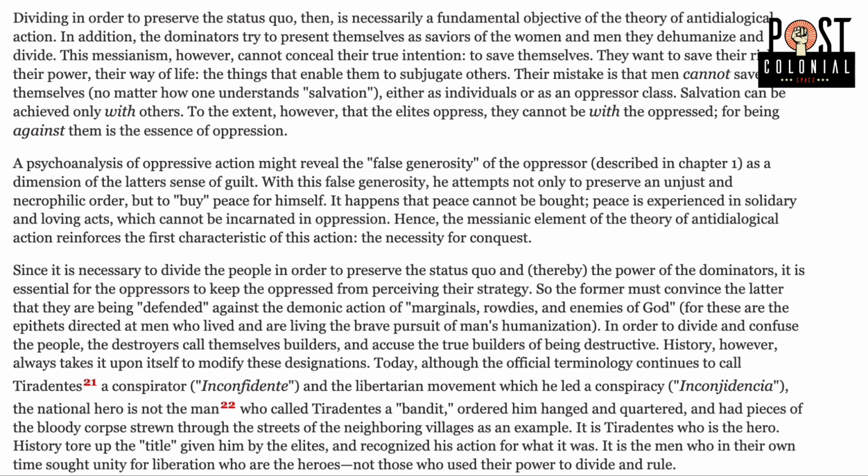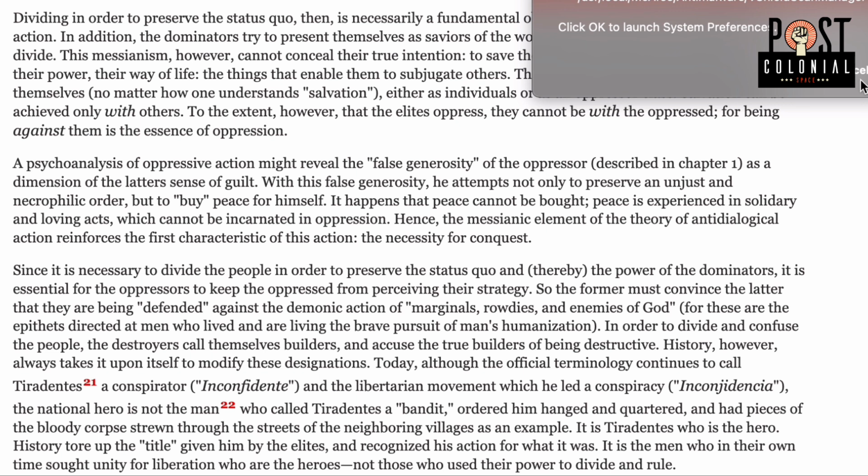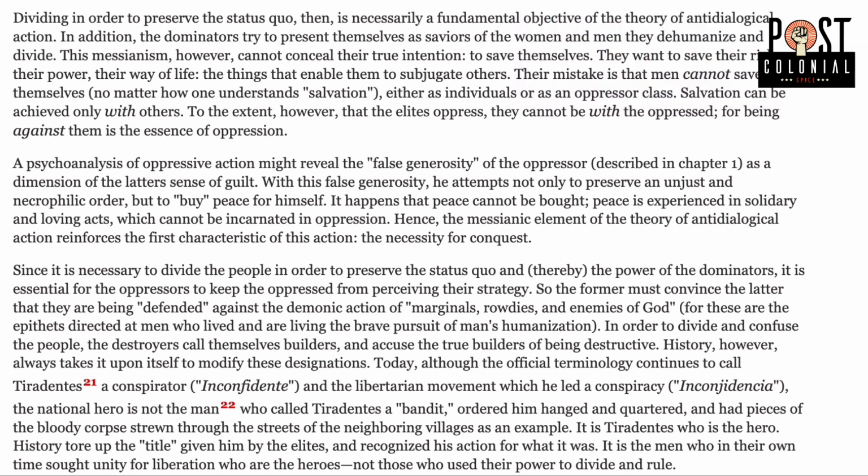Hence, the messianic element of the theory of anti-dialogical action reinforces the first characteristic of this action, the necessity for conquest. Since it is necessary to divide the people in order to preserve the status quo and thereby the power of the dominators, it is essential for the oppressors to keep the oppressed from perceiving their strategy. So the former must convince the latter that they are being defended against the demonic action of marginals, rowdies, and enemies of God, for these are the epithets directed at men who lived and are living the brave pursuit of man's humanization. In order to divide and confuse the people, the destroyers call themselves builders and accuse the true builders of being destructive. History, however, always takes it upon itself to modify these designations.